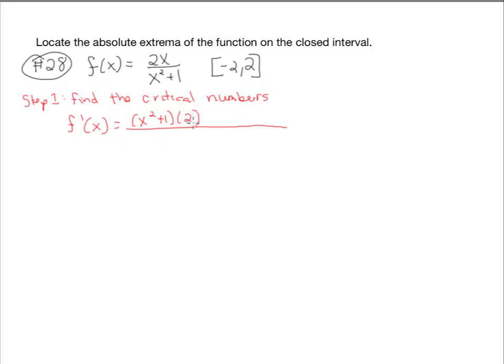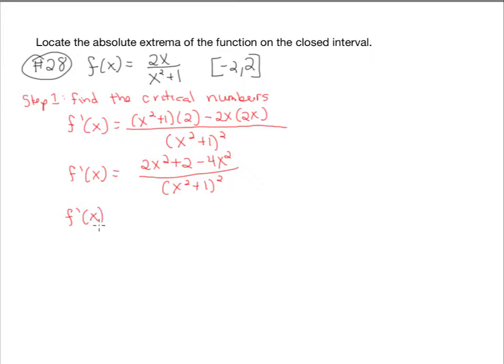So first we need to find the derivative of f of x. So we will need to do the quotient rule. Low d high minus high d low over low squared. Perform some algebra and simplify this down, and we'll end up with our final answer as the derivative of f of x is equal to negative 2x squared plus 2 all over x squared plus 1 quantity squared.